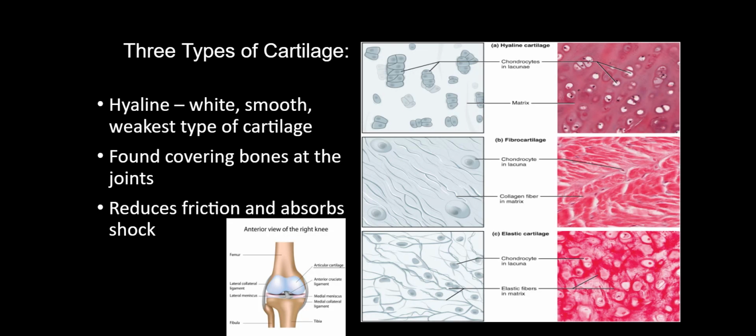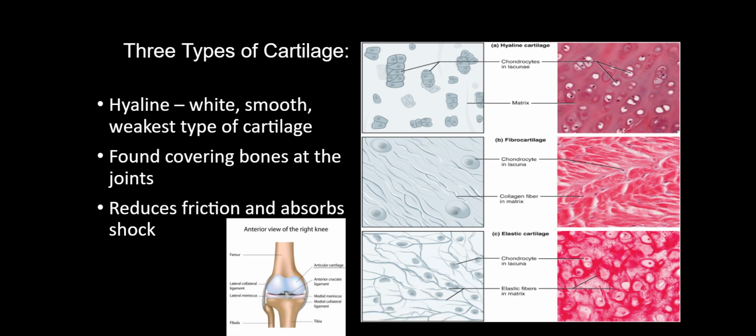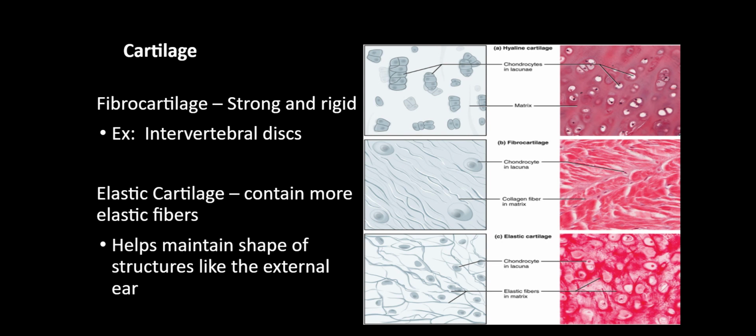All right. Now, there's three types of cartilage. There's hyaline cartilage, which is kind of the white stuff at the end of your bones. It reduces friction and absorbs shock to some extent, but mostly you don't want to be grinding your bones every time you move.